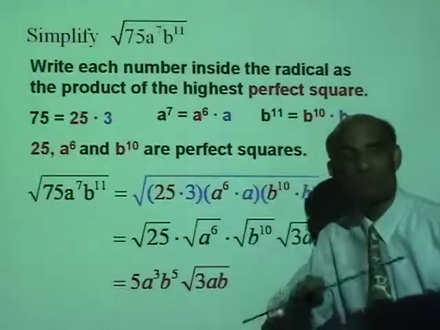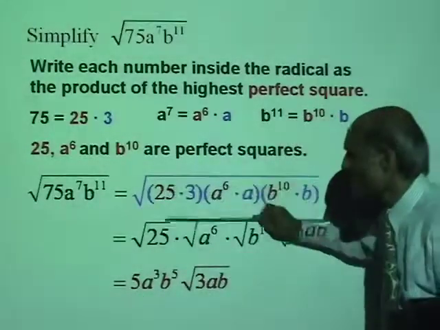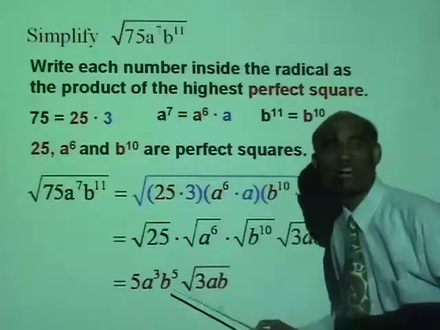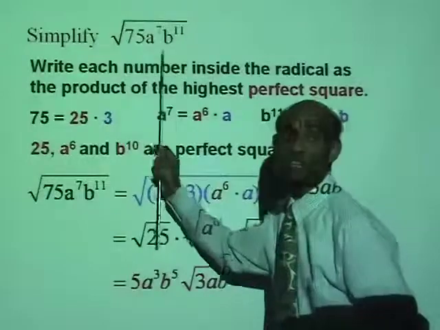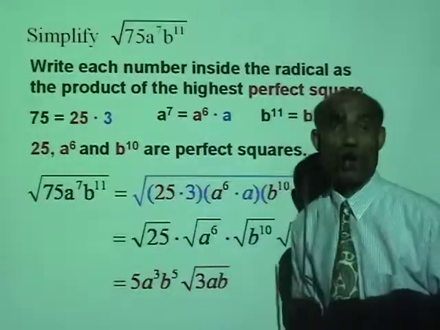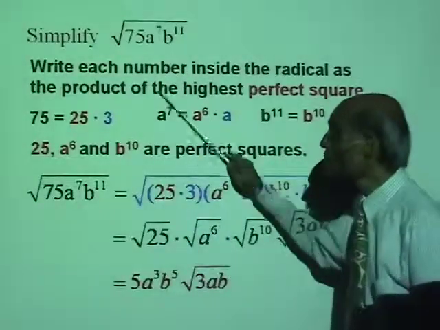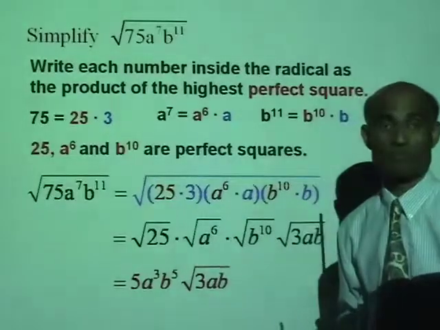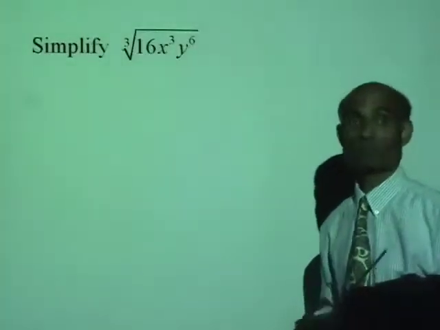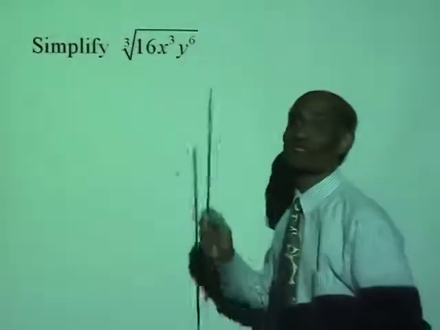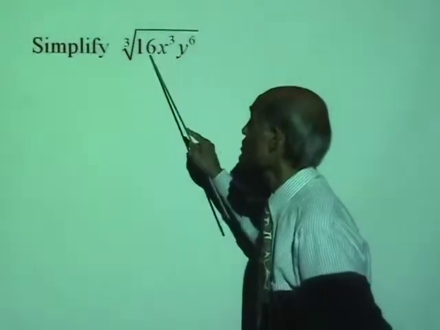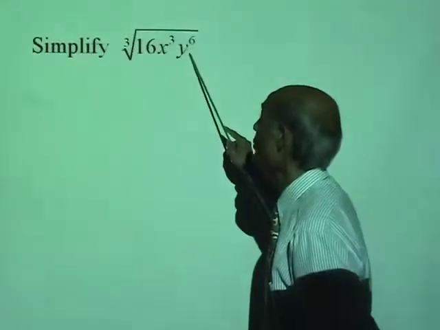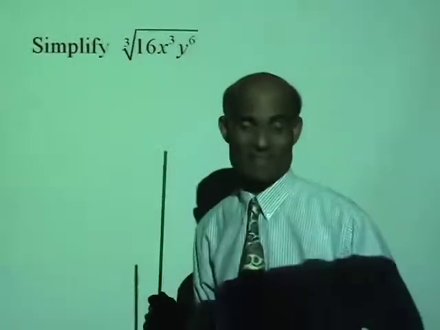Now look at the beautiful way we have come up with that simplest form. Okay? I hope you can practice these kinds of things now on your own. Try this one more time on your own. Another one. Cube root. This time look at the type of root. Cube root of 16x cubed y to the power 6.